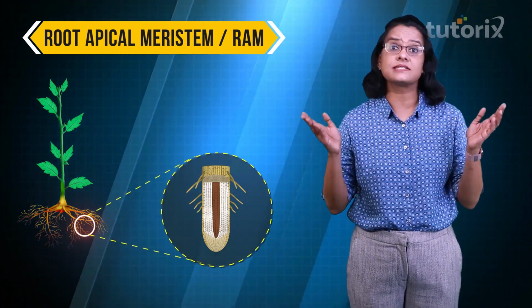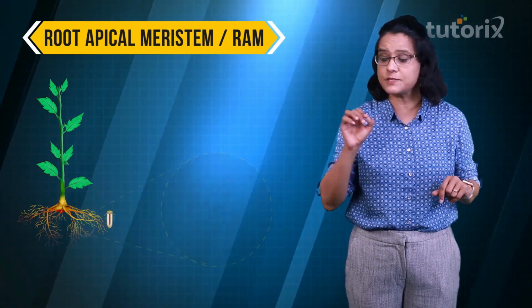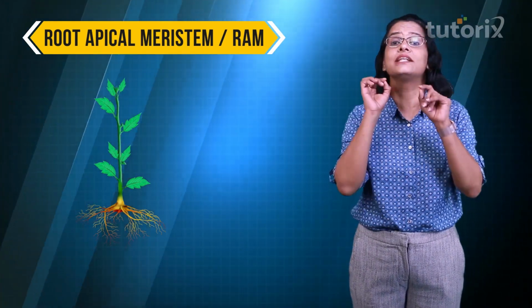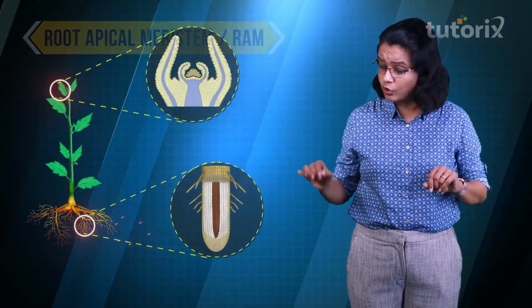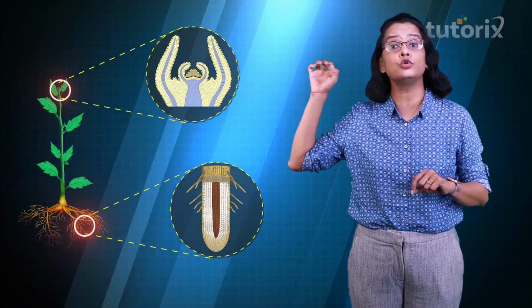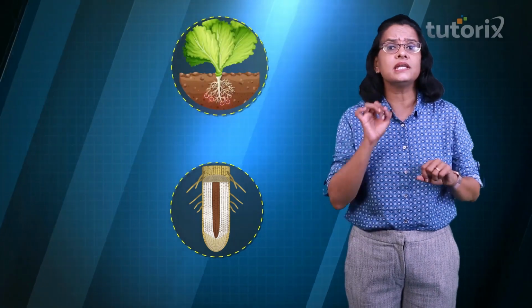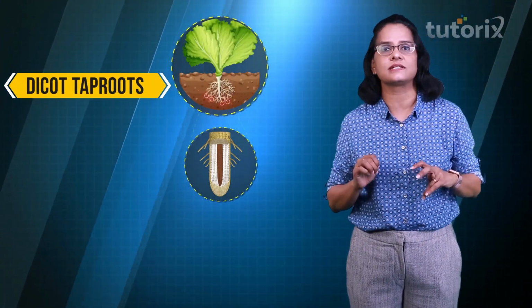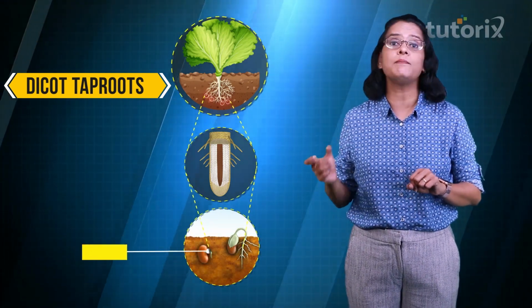Moving on to the next type of meristem, which is the root apical meristem or the RAM. Now guys, as the name suggests, root apical meristem is present at the tips of the roots and also at the tips of the branches of these roots. Friends, the root apex is present directly opposite to the shoot apex.